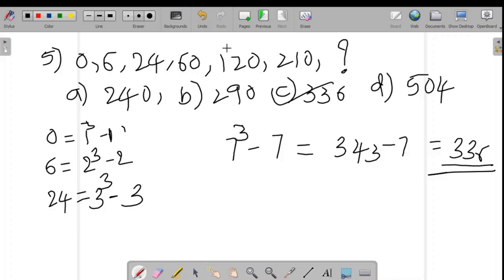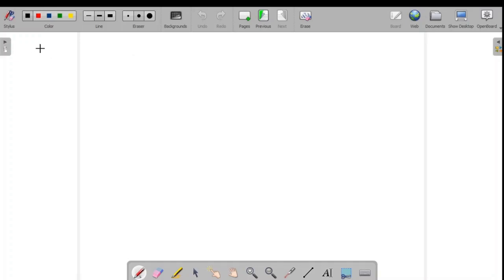Let us move on. We have to observe and we should keep in mind the squares of numbers, cubes of numbers and nearby numbers. See, this is nearby 3 cube, this is nearby 4 cube, this is nearby 5 cube, 6 cube, 216 minus 6, right? So 6.